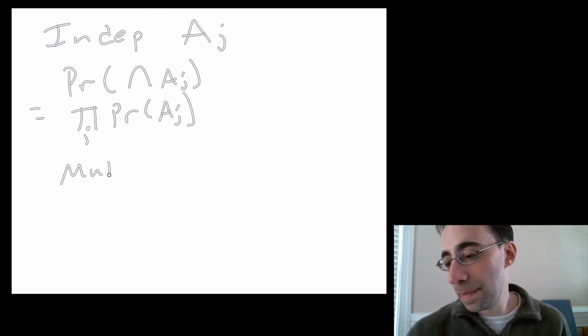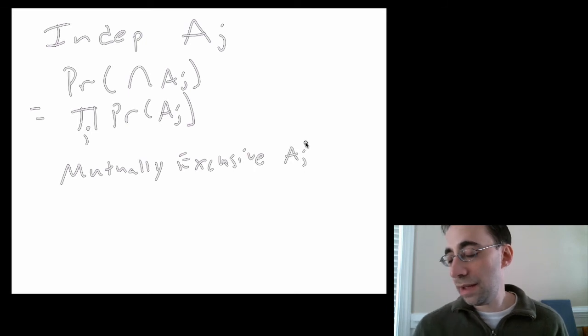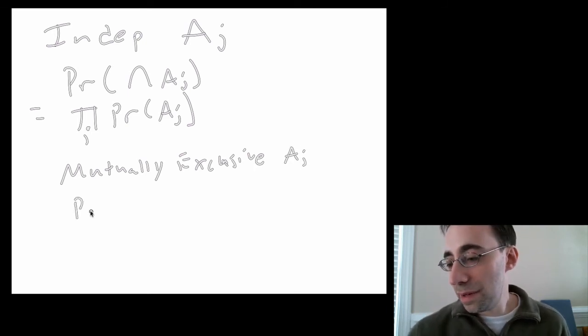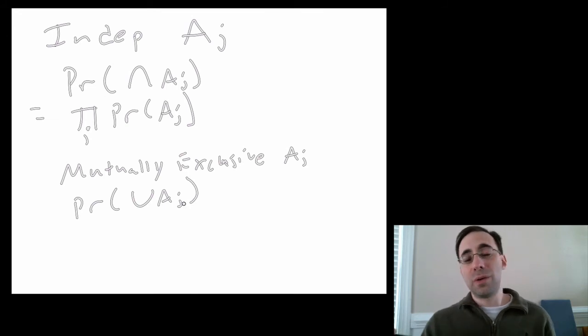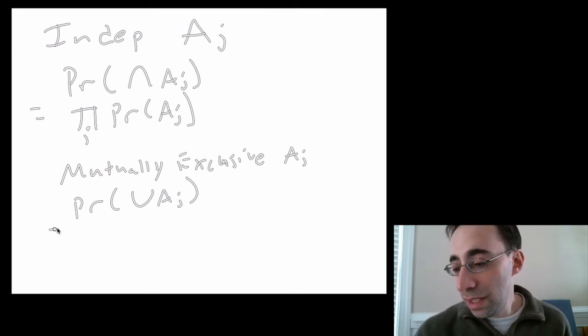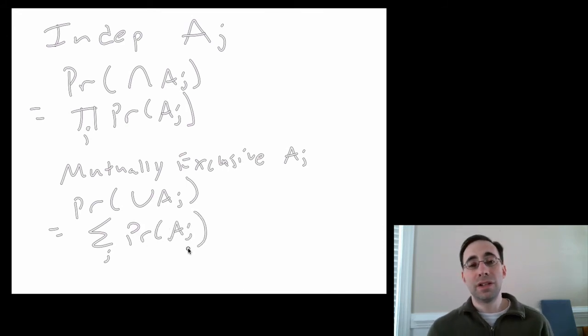Similarly, if you have mutually exclusive events A sub j, then the probability that at least one of them happens, that A1 or A2 or A3 happens, equals the sum of all the probabilities of the individual things happening. So you just have to add the probability of A1 plus the probability of A2 and so on. You can ignore all the ands because they're mutually exclusive. Okay, so we're almost done now. This takes care of most of the things.